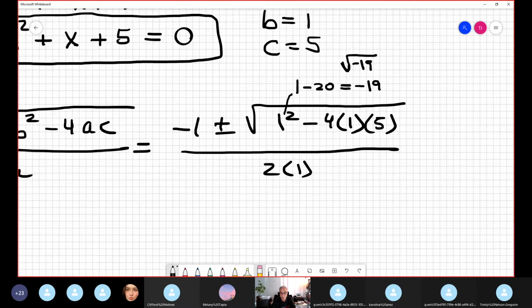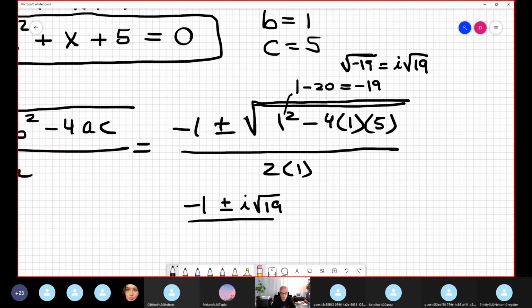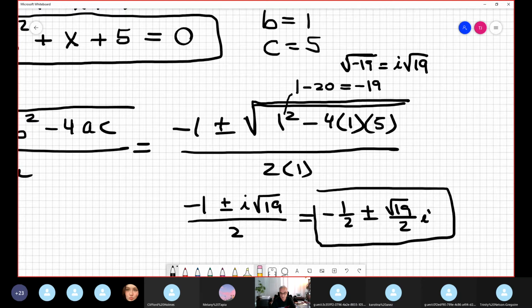So this square root is i square root of positive 19. Therefore we have negative 1. I bring down this negative 1 plus or minus i radical 19 divided by 2. You can leave it like that, but much better, more elegant, is to split the common denominator when it's a complex number. When it's not complex, no. But when it's complex, yes. Negative 1/2 is the real part, and this part, square root 19 over 2 i, represents the imaginary part.